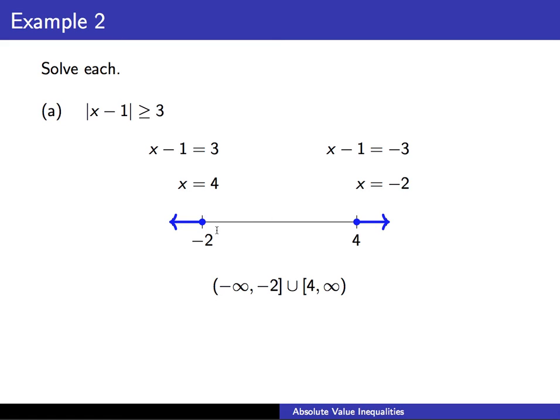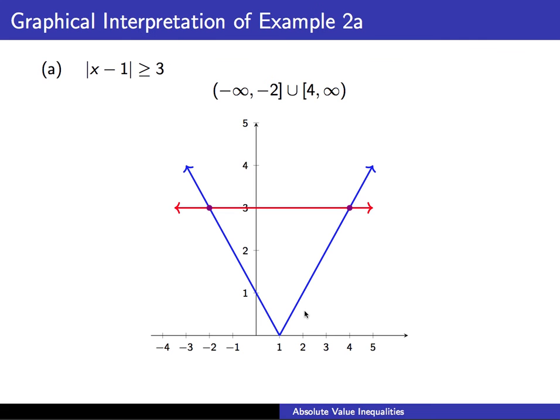And so writing each of these in interval notation, less than or equal to negative 2 is parenthesis, negative infinity, and then a bracket after negative 2. And then we're going to unite that interval with the interval greater than or equal to 4. So bracket 4 to infinity with parentheses. So here's our final answer in interval notation.